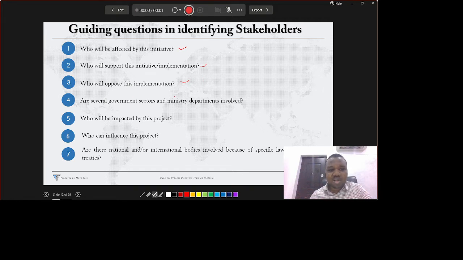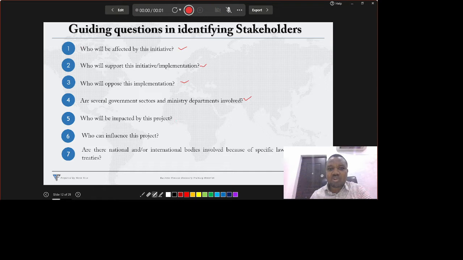Are there several other government regulators, sectors, or ministries, inter-operational ministries? Are they inter-operational processes? The output of this process, where does it flow into? This helps you identify other key sources of stakeholders who will be impacted by this project, who can influence this project negatively or positively.